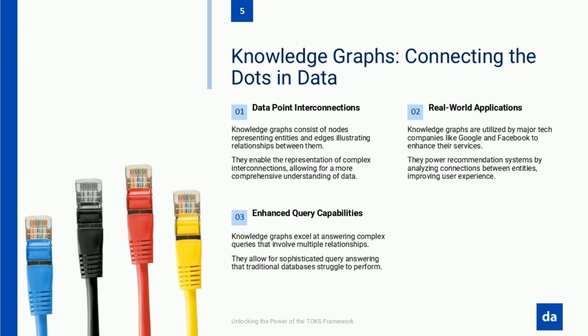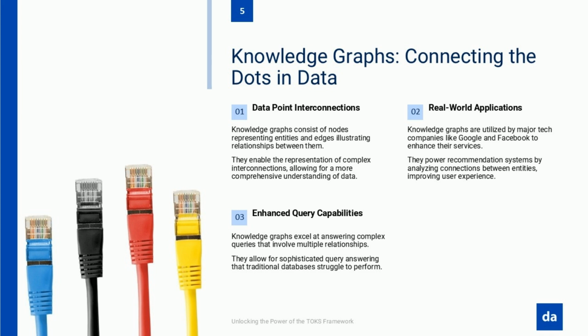For example, a streaming service might use a knowledge graph to recommend movies based on not just what you've watched before, but also the directors, actors, and genres you seem to prefer. By leveraging the rich interconnections within the knowledge graph, these recommendations can be surprisingly accurate and diverse.